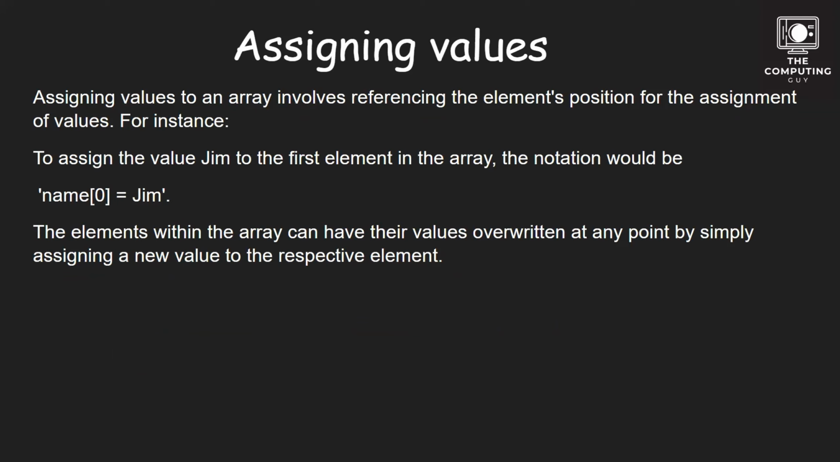When we want to assign values to an array, we need to reference the element's position to make it very clear to the computer where that value is going to be stored in the array. So if we look at the example, we've got name 0 is equal to Jim. That's telling the computer that the first value with the index 0 will have the data Jim stored in it. Now it's key to note that we can overwrite the elements as we go along in the program, assigning a new value, or in some cases also removing it.